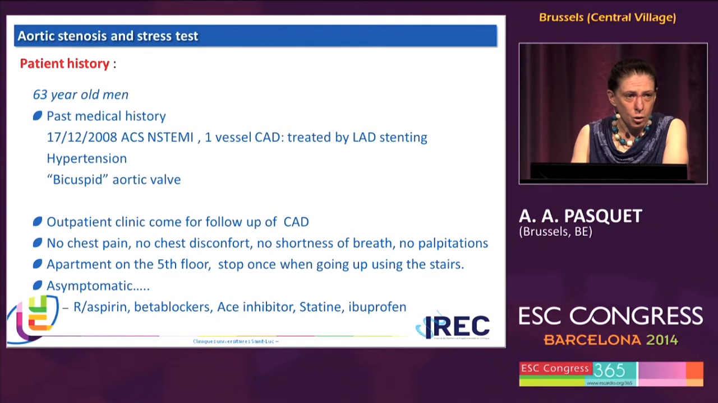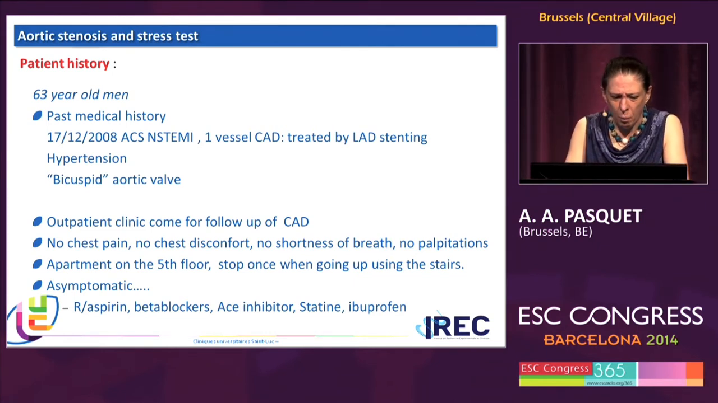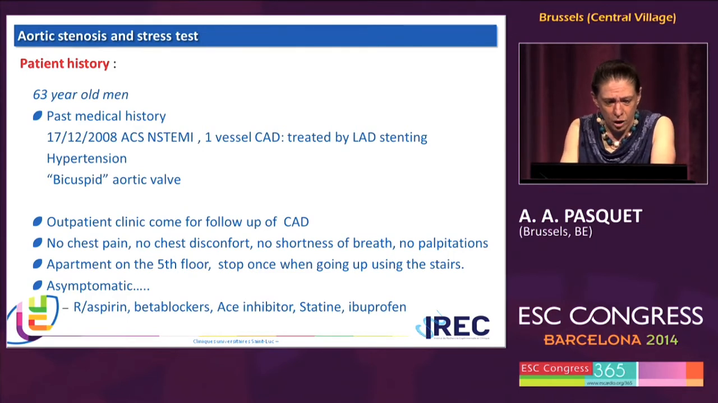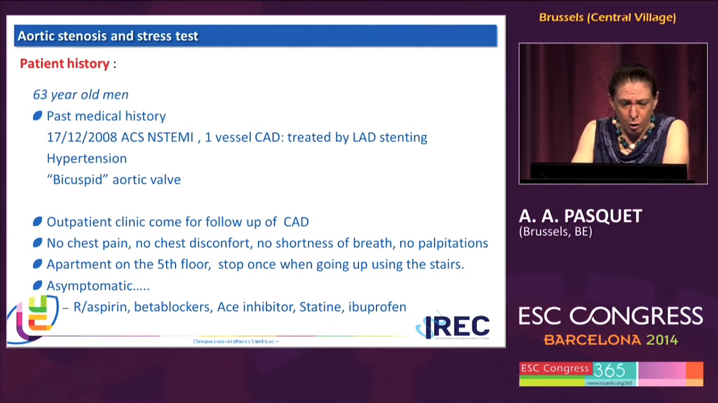He also had a history of hypertension and a known history of bicuspid aortic valve, but nothing is really well known. He is coming to the outpatient clinic for follow-up of the coronary artery disease. He does not complain of chest pain. There is no chest discomfort, no shortness of breath, no palpitation. He lives in an apartment on the 5th floor and stops just once when going up using the stairs. So you will agree with me that he is asymptomatic.